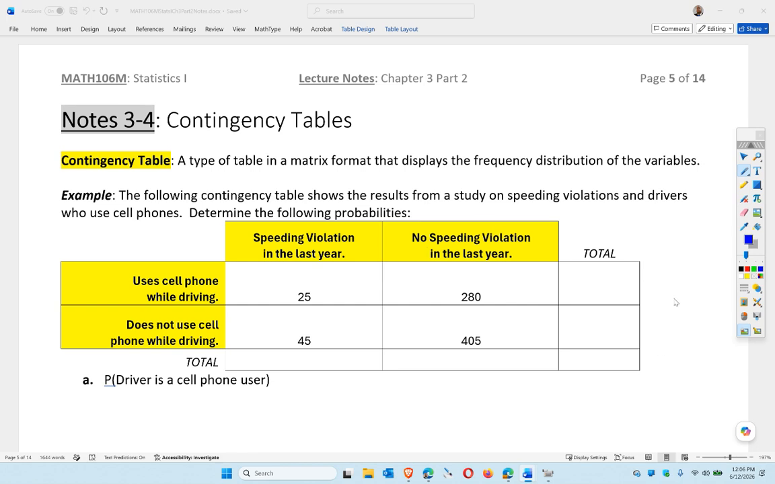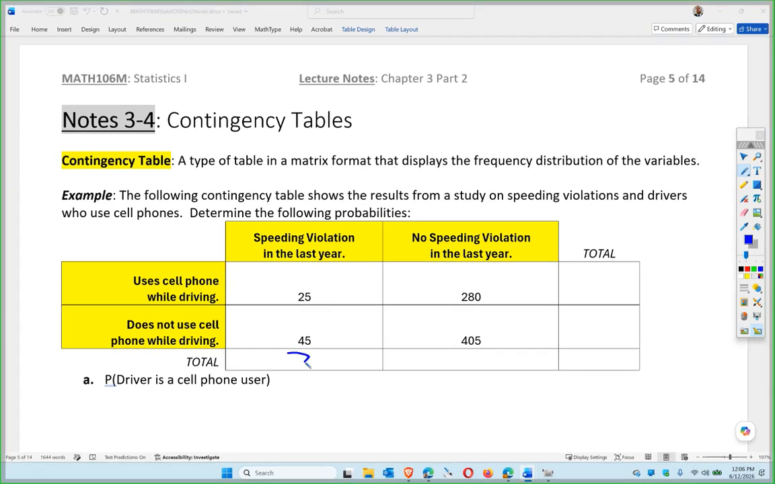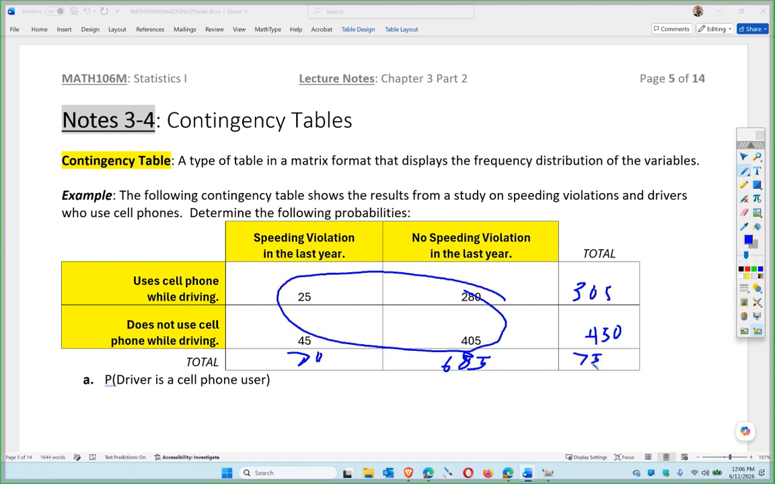So if I add up this way, top to bottom, I'm going to get, what, 70, right? There we go, 70 there. Add those up, I'm going to get 685. Add those up, I get 305. Add those up, I get 450. And then add all of these up, which is my grand total. That'd be what, 755, right? So that's my grand total.